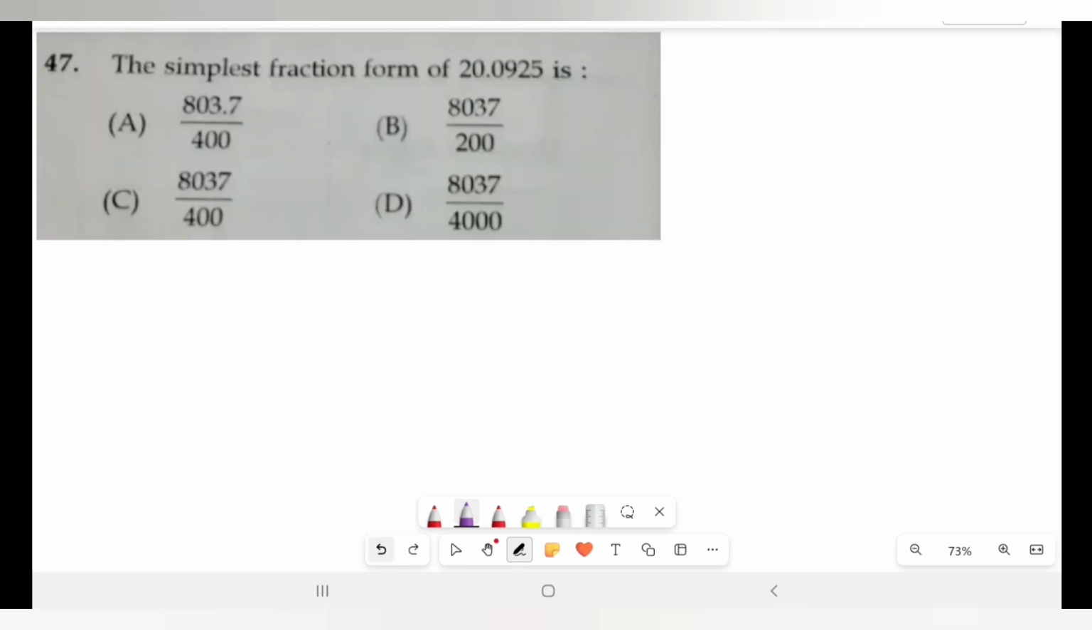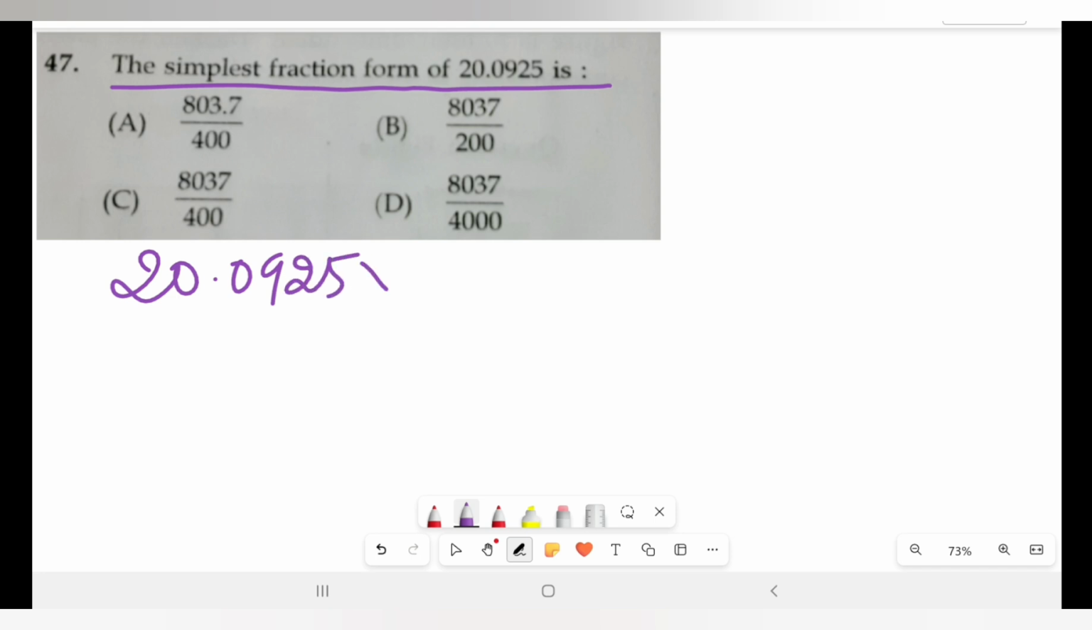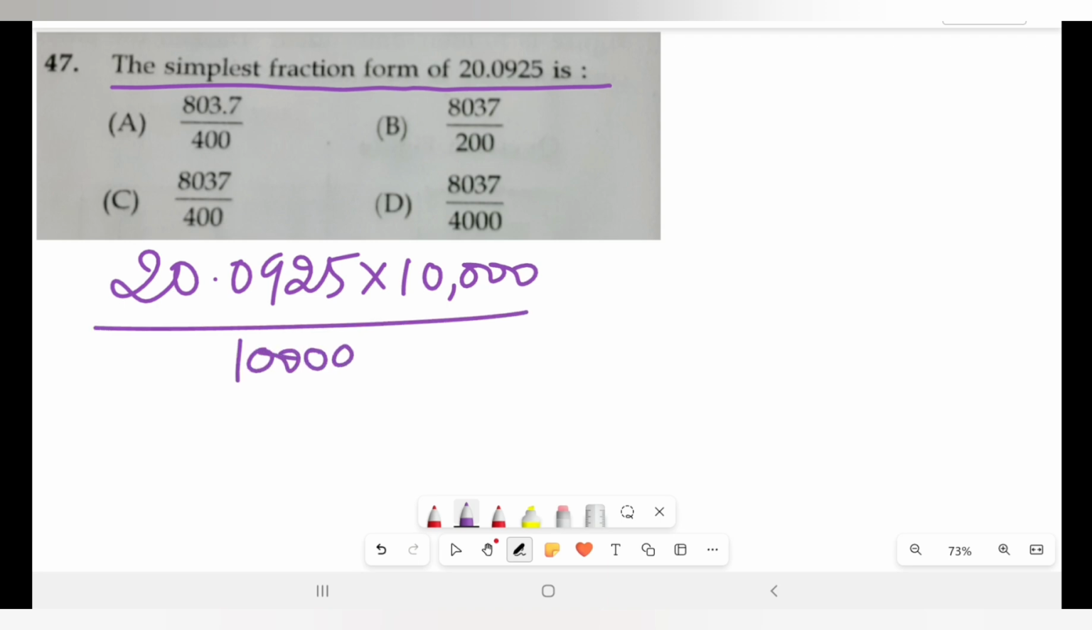Here in this question, we need the simplest fraction form of the given decimal number. So this question is based on decimal number to fraction conversion. The given number is 20.0925. To shift 0925 to the left-hand side, we have to multiply by 10,000. As we are multiplying, we also have to divide by 10,000. So this will become 20925 over the denominator, which is 1 2 3 4, 10,000.